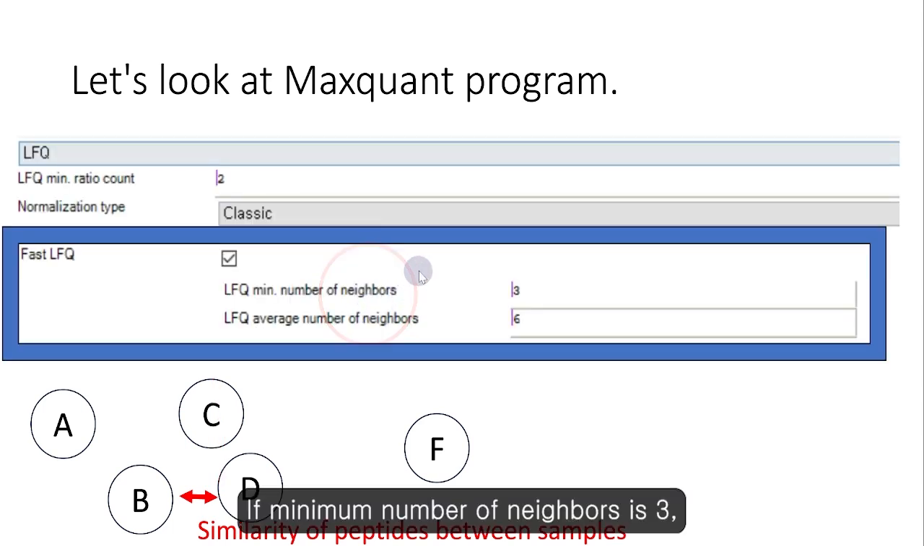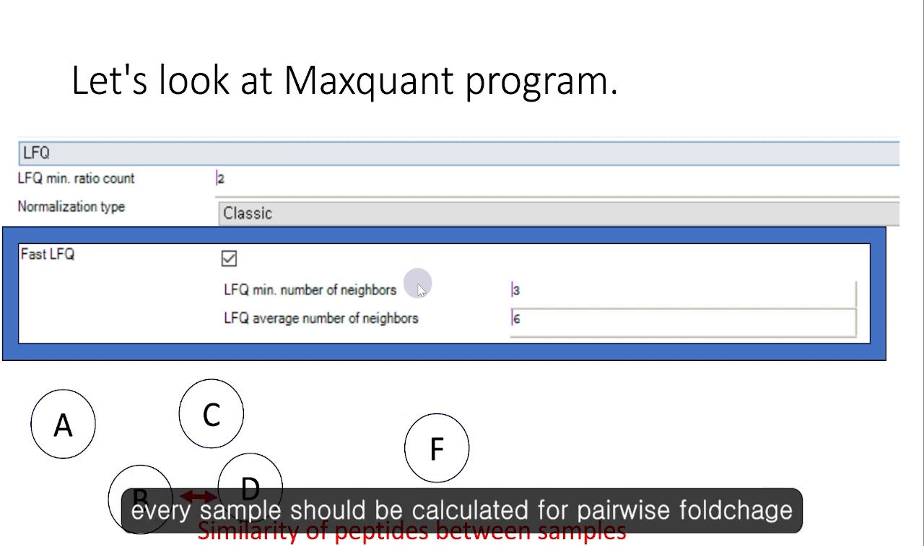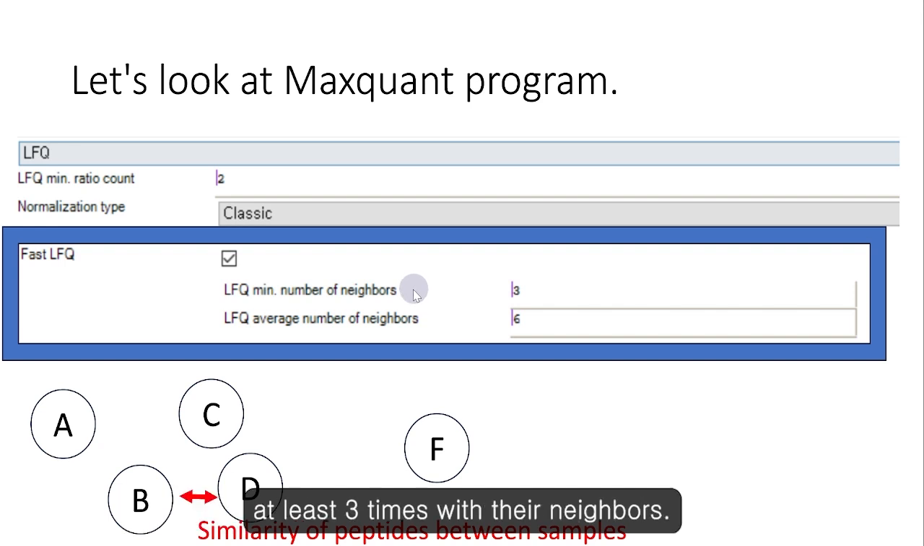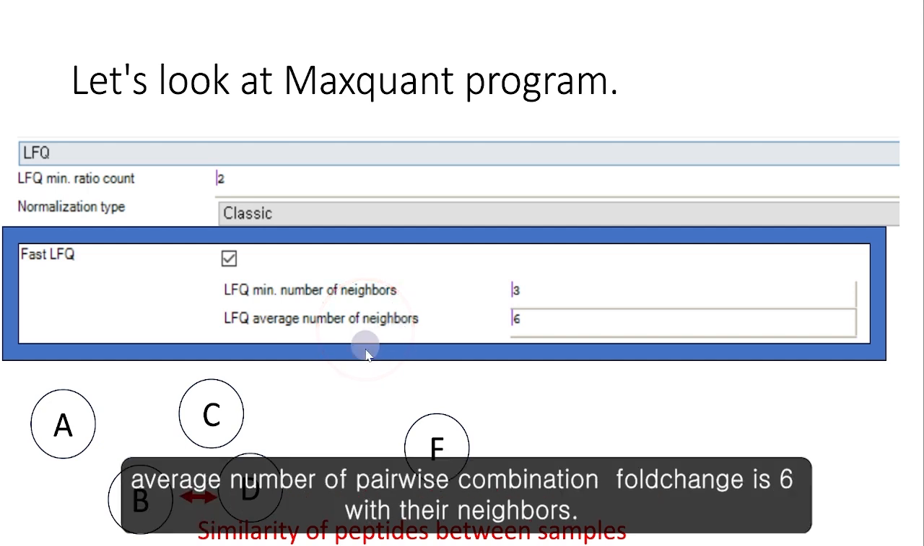If the minimal number of neighbors is 3, every sample should be calculated for pairwise fold change at least 3 times with their neighbors. And if the average number of neighbors is 6, the average number of pairwise combination fold changes is 6 with their neighbors.